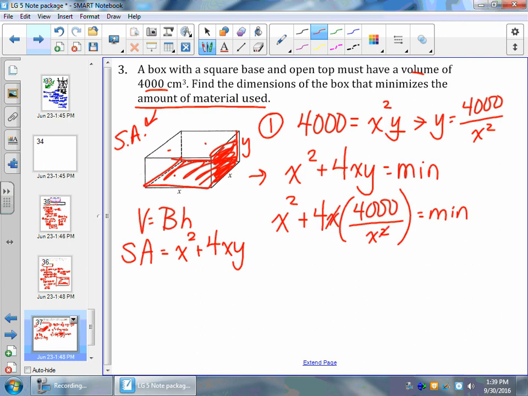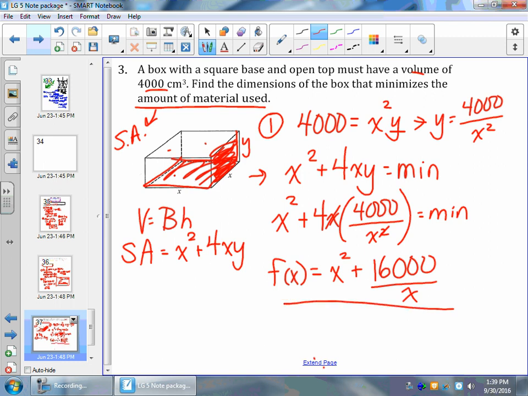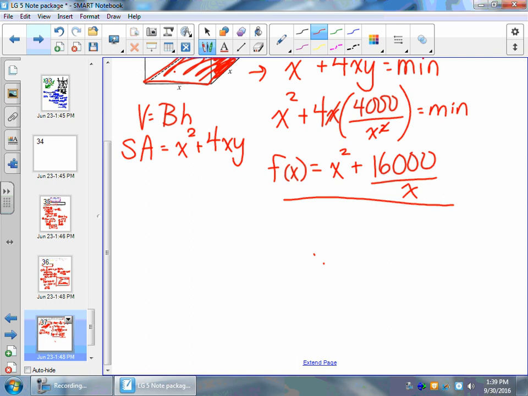So x and the squared is going to be gone. So our function that we're going to be working with is just going to be x squared plus 4 times 4,000 is 16,000 over x. All right, so the first step, we found our function. Next one, remember we're looking for our critical values. So we want to take the derivative of that.